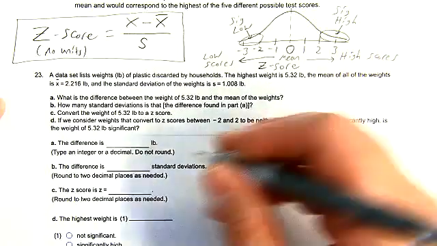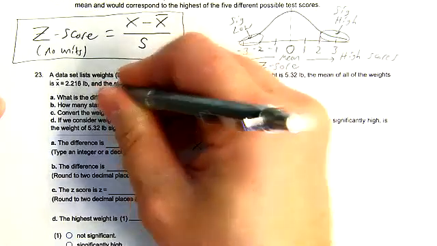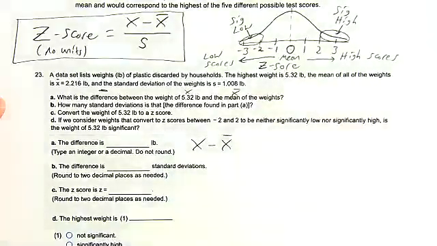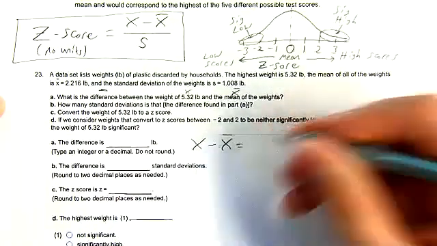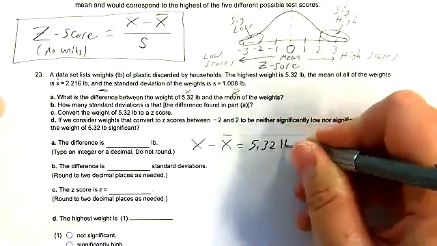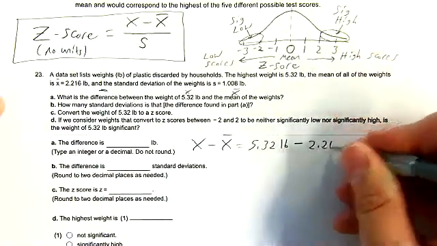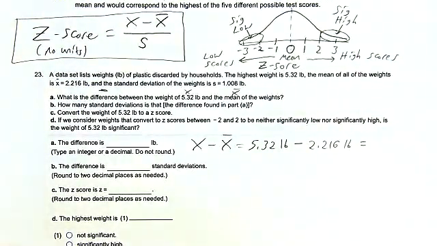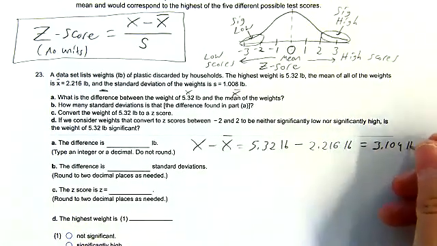So what this question is asking, part A, is take x, the 5.32, and difference it with x bar. So they're saying x minus x bar, which notice is the numerator of the z-score equation. And so it would be 5.32 pounds minus the mean, 2.216 pounds. And if you subtract those two numbers, you'll get 3.104 pounds.